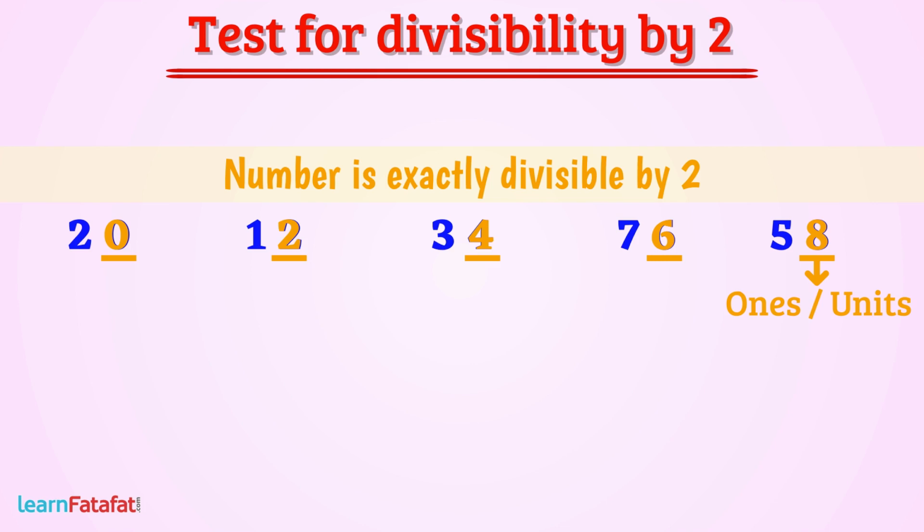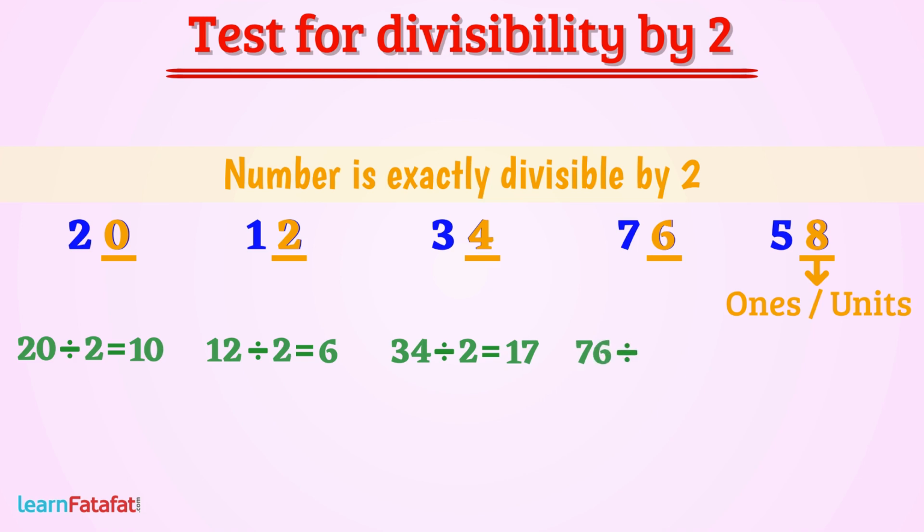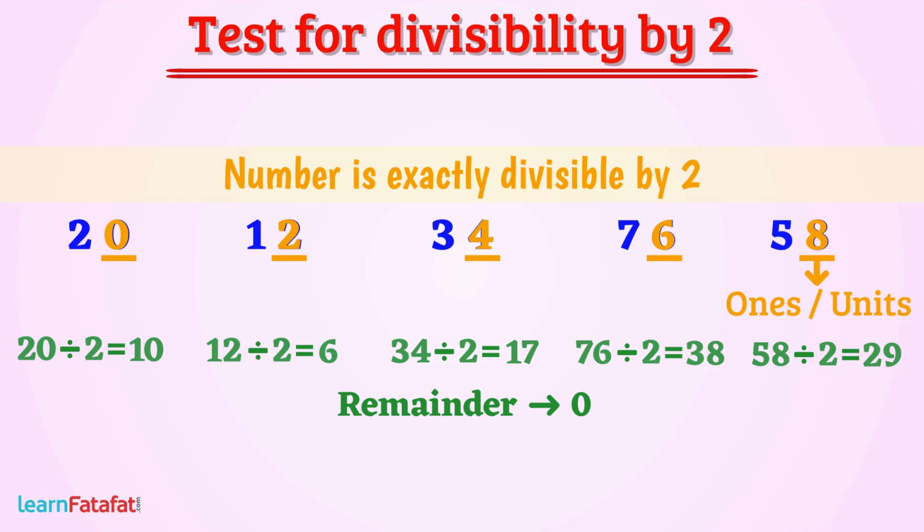Let's verify this. 20 divided by 2 is equal to 10. 12 divided by 2 is equal to 6. 34 divided by 2 is equal to 17. 76 divided by 2 is equal to 38. And 58 divided by 2 is equal to 29. In all cases, remainder is 0. So these are exactly divisible by 2.